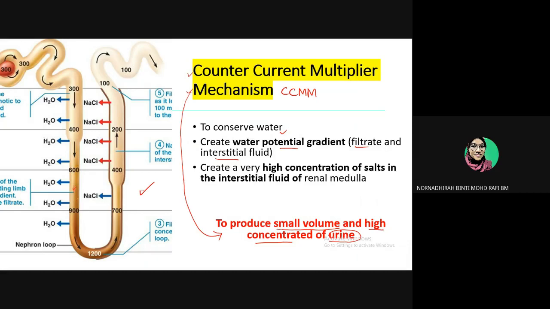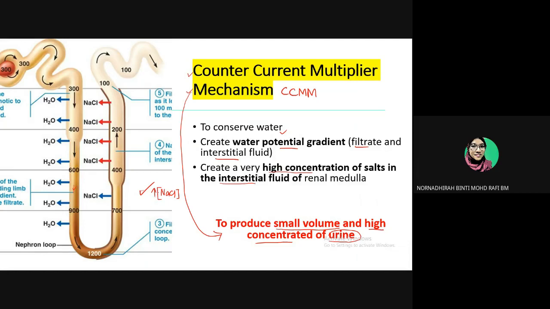The fluid inside the nephron is called filtrate. However, the fluid that surrounds the tissue ni dipanggil interstitial fluid. So kita nak create water potential between filtrate and interstitial fluid. Kenapa? Lepas ni kita akan tengok kenapa. The third one is to create high concentration of salt in the interstitial fluid. Kita nak create high NaCl concentration kat dalam interstitial fluid ni.